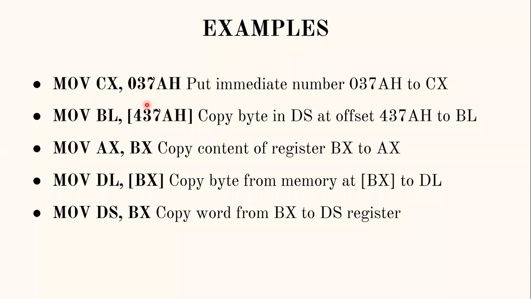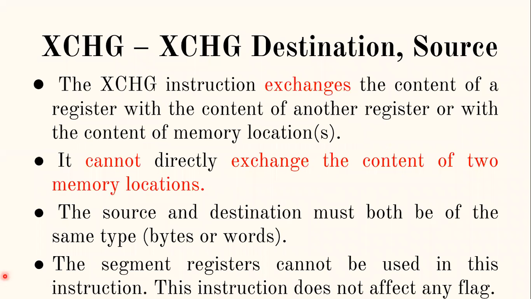MOV CX, 037AH, where this number is directly copied to the CX register. MOV BL, [437AH], where the content of this location is copied to the register BL. This we have seen in the addressing modes, where we use the move instruction with different types of addressing modes like immediate, register direct, register addressing mode, and so on.